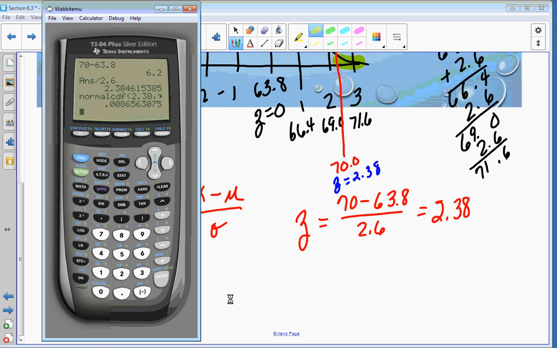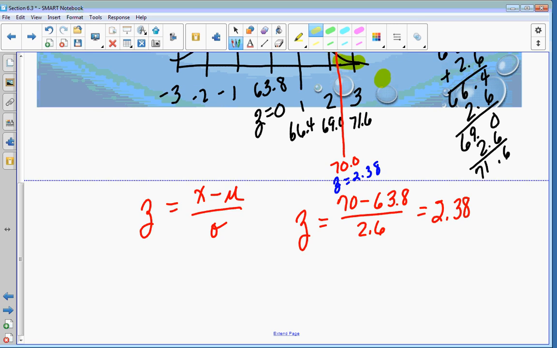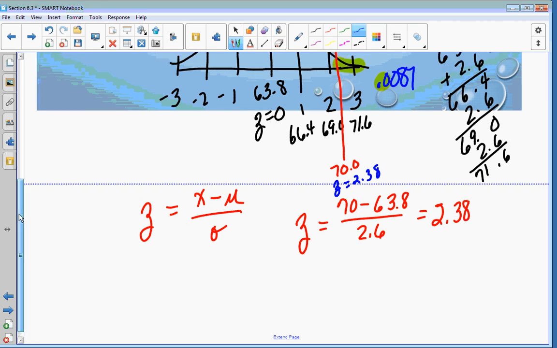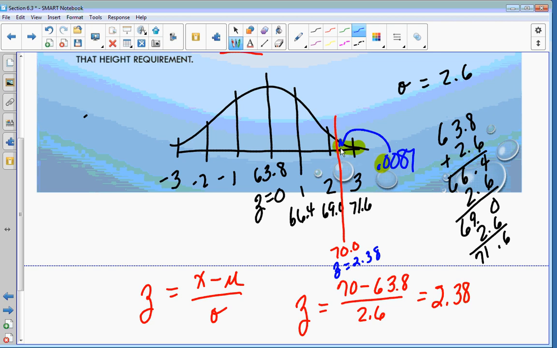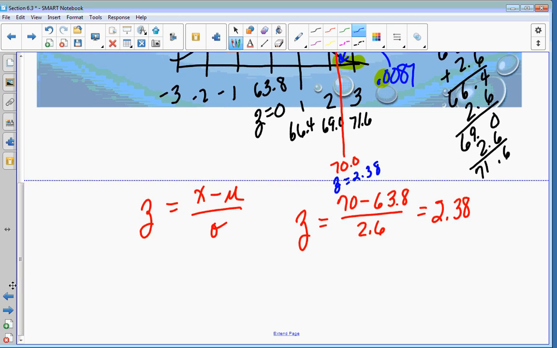And I find that area is going to be 0.0087 when it's rounded. 0.0087. That is the area under the curve. That means there's 0.0087. And if I put that in percent, it's 0.87%. There's less than 1% of the women that are tall enough to be in this Tall Clubs International.